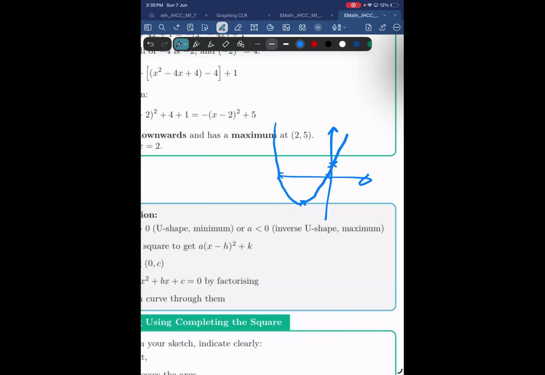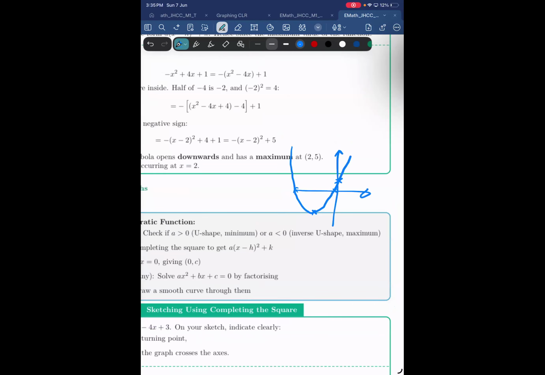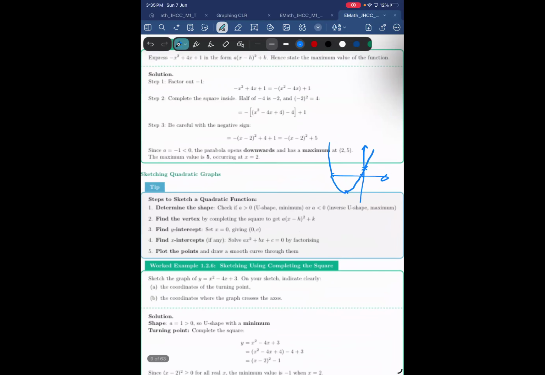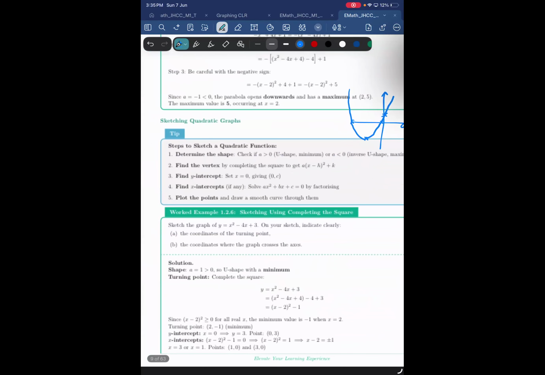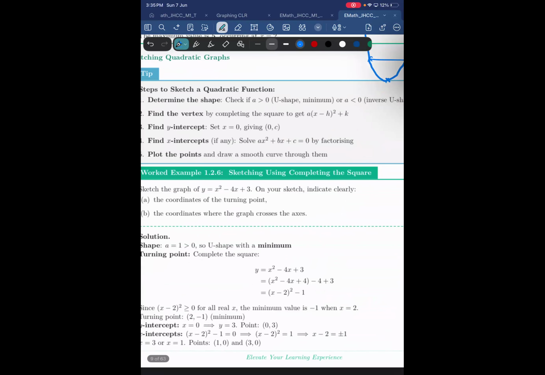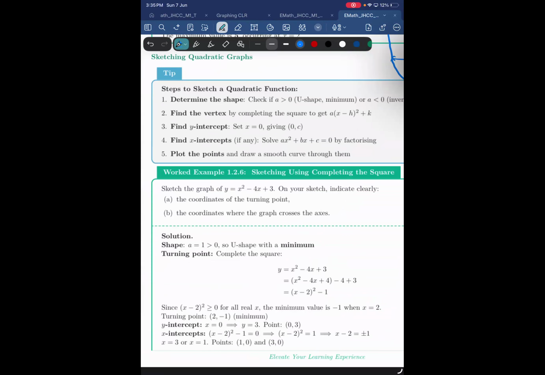This one also needs to be found. So few things you need to find: vertex, x-intercept, y-intercept. Once you have those, you just draw a quadratic graph, U-shape or inverse U-shape, through all of these points. Then you can get the answer. The completing the square part I won't really mention too much at this point, as you already know the process of it.